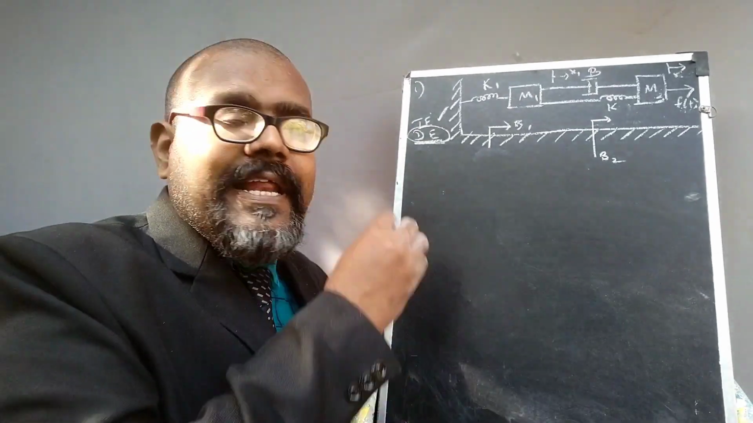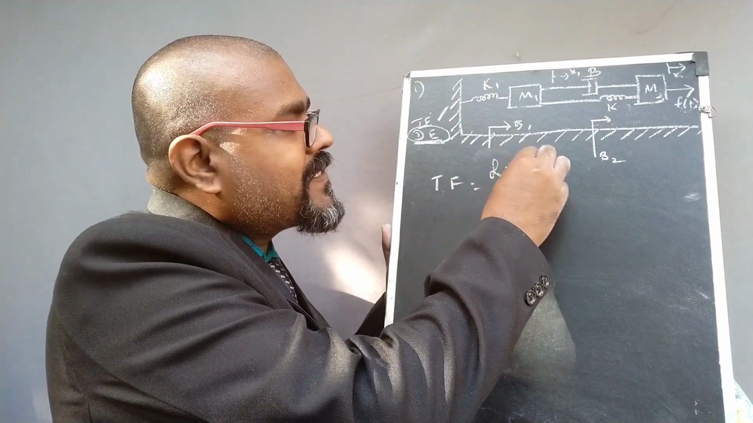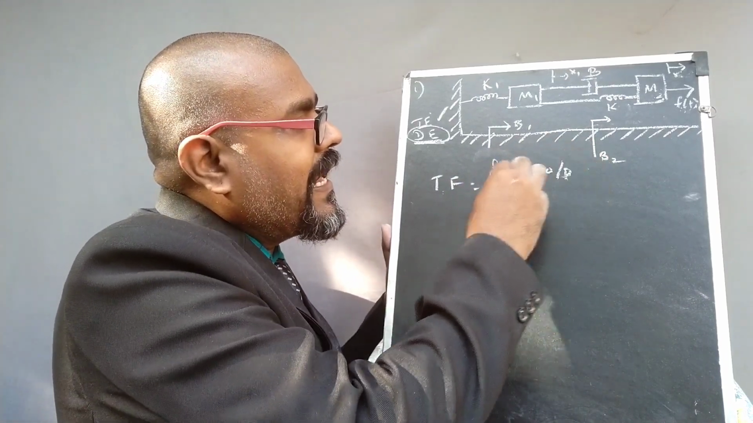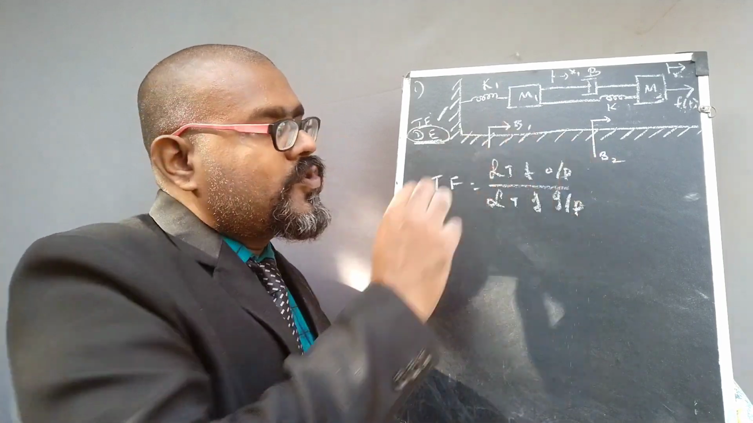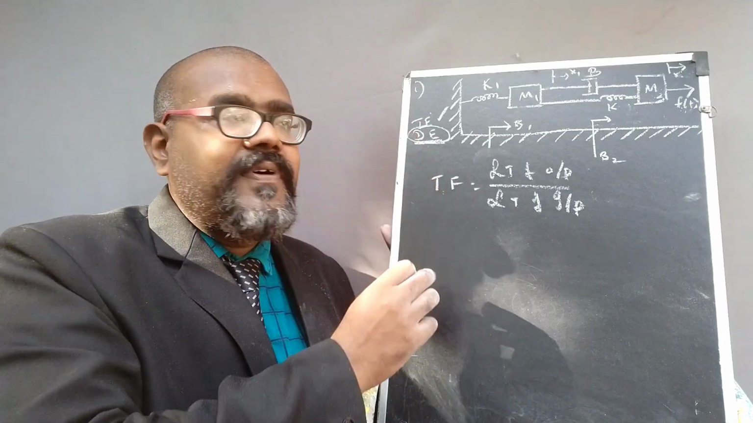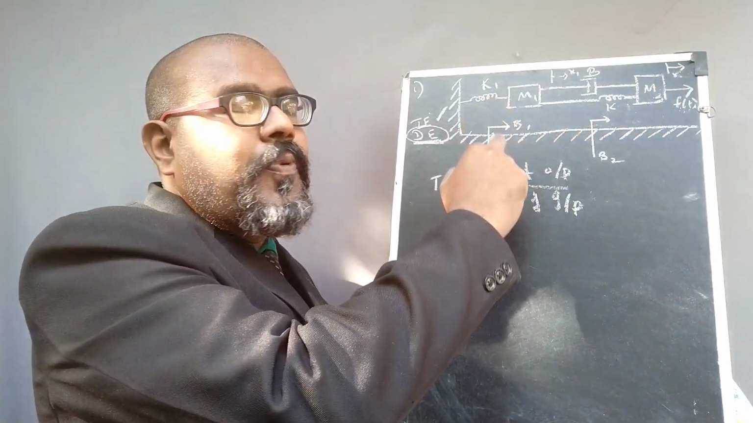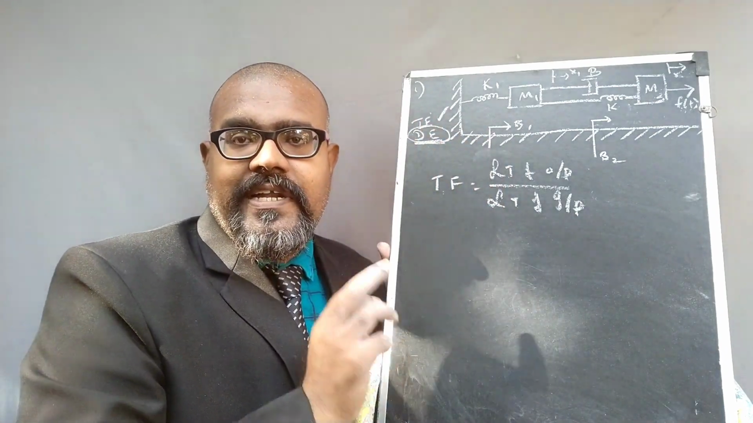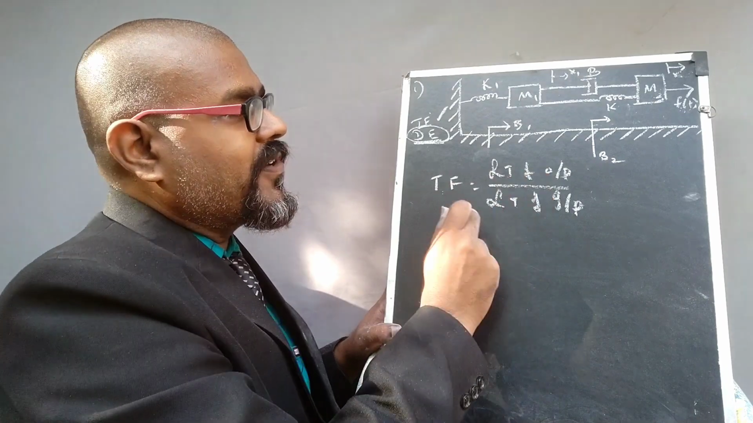For the transfer function, we need to find the Laplace transform of the output divided by the Laplace transform of the input. So the Laplace transform of output divided by the Laplace transform of input is the transfer function. The next question is, where is the output and where is the input? That is a very important thing. So we need to identify this output first of all.